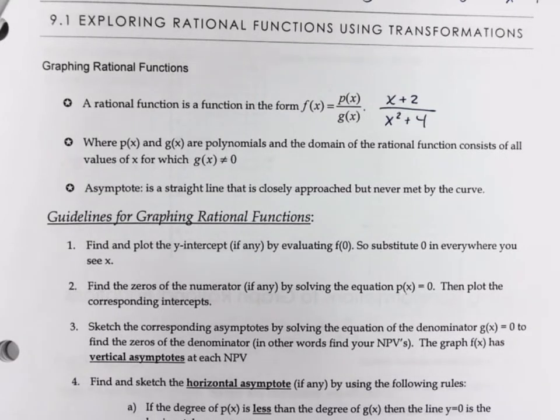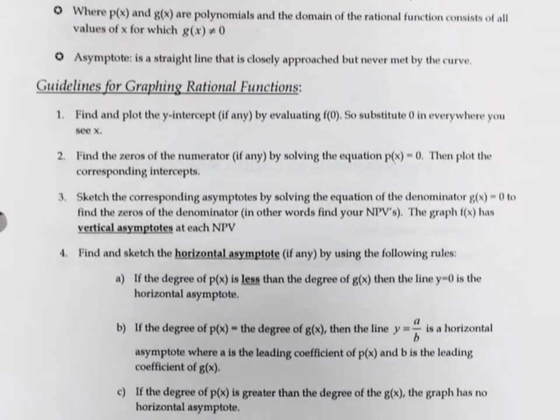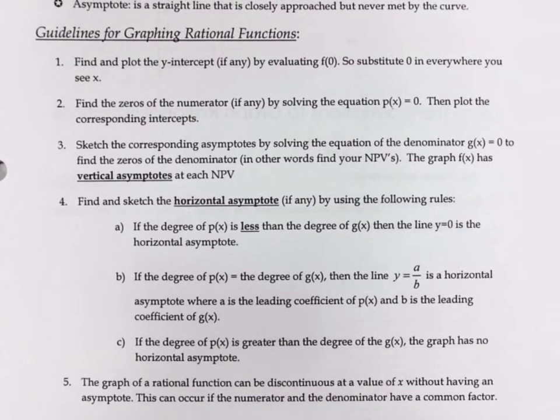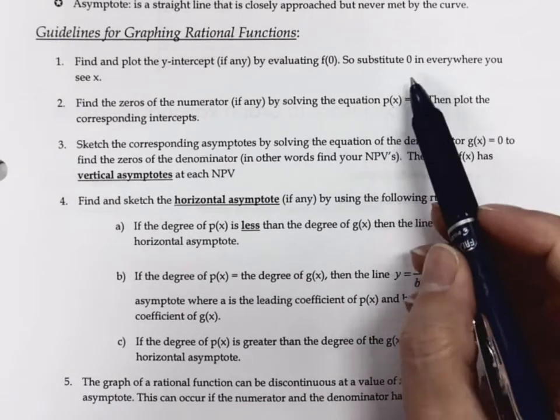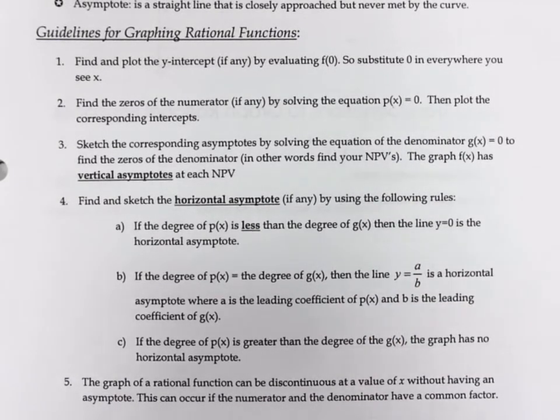Okay? And then we're going to deal with some asymptotes. It's a straight line that the function closely approaches but never meets or crosses. But we know that about asymptotes. That's old hat for us. Okay, so now here are my guidelines. Find and plot the y-intercept, evaluating f of 0. So what does that mean? You're going to substitute 0 in everywhere you see x.